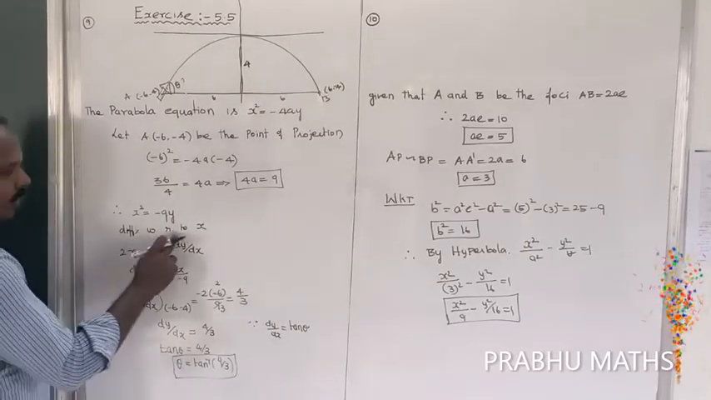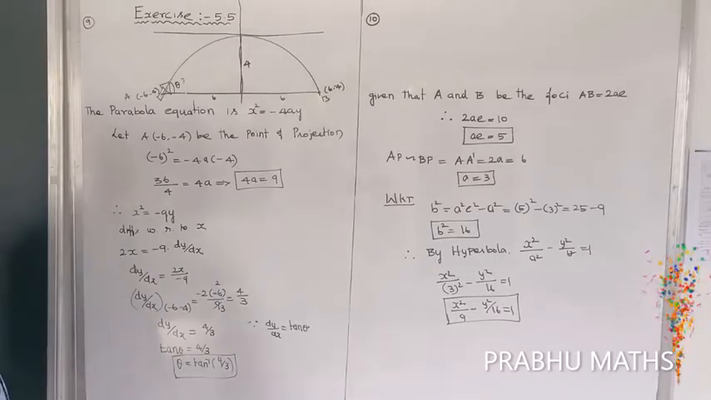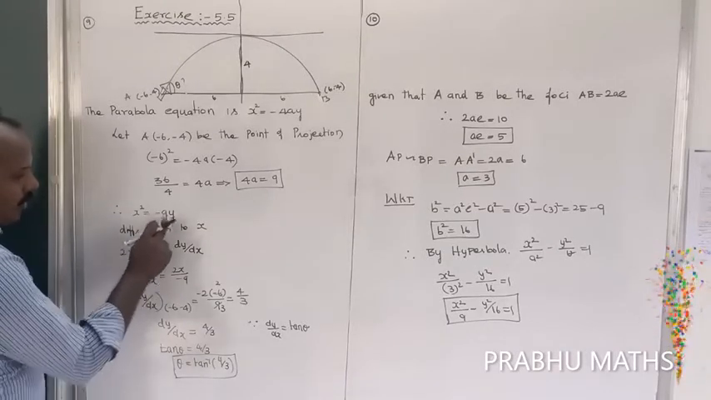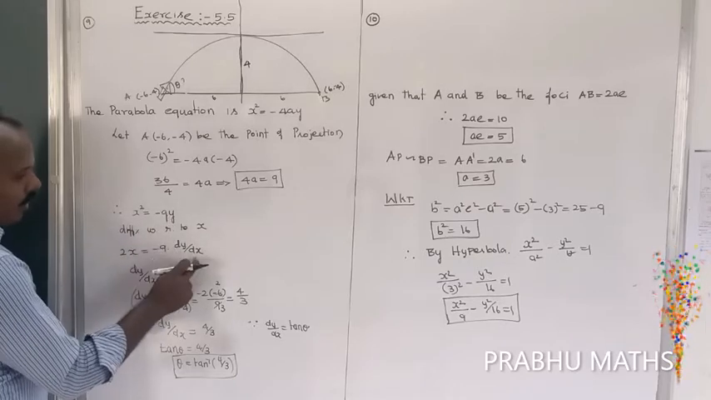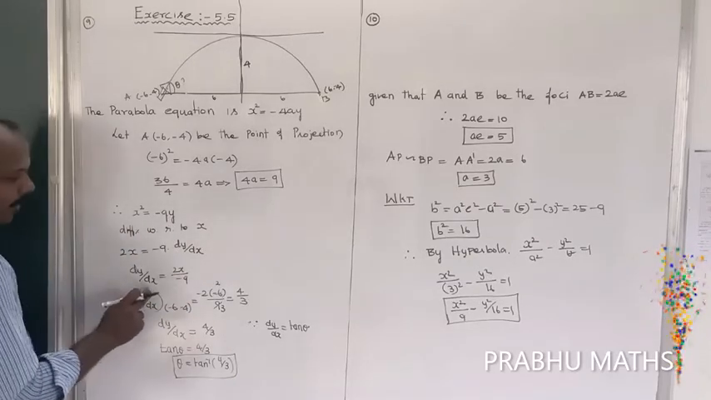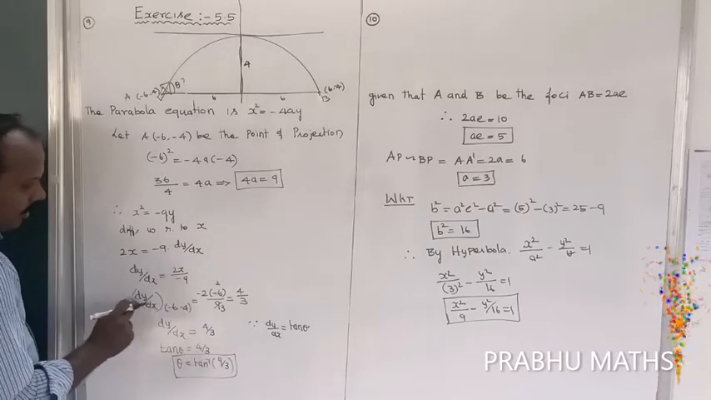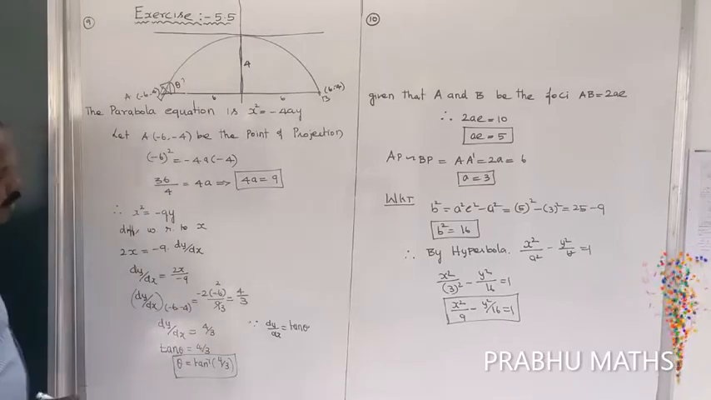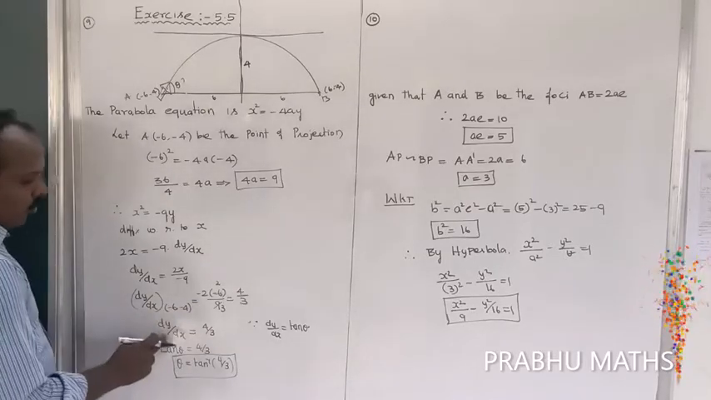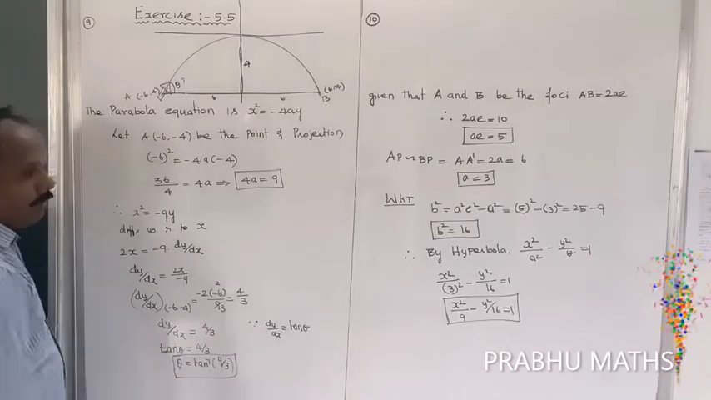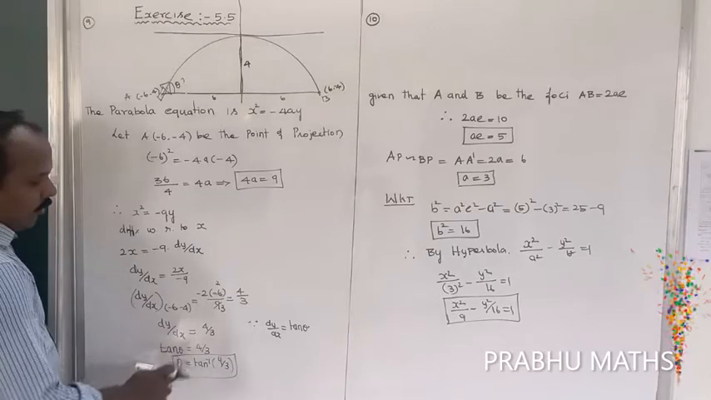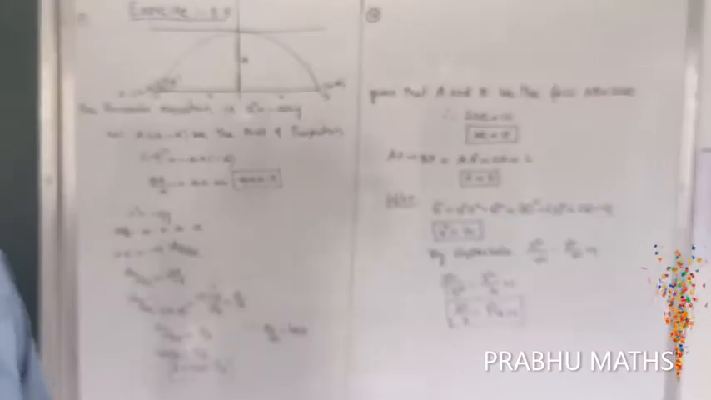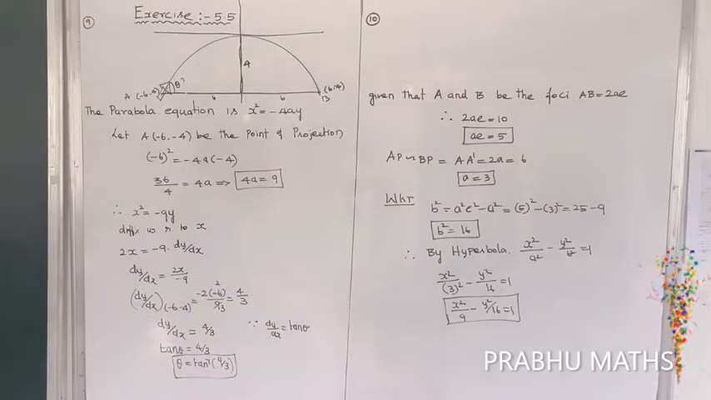Next, differentiate with respect to x. We have already studied differentiation in the 11th standard. So differentiating with respect to x, that is 2x, and 9 is a constant, y differentiation is dy by dx. So now dy by dx equals 2x divided by 9. At the point (minus 6, minus 4), dy by dx is equal to 2 into minus 6 the whole divided by 3, that is equal to minus 4 by 3. We know that dy by dx equals tan theta, then tan theta is equal to 4 by 3. So theta is equal to tan inverse of 4 by 3. So the angle of the projection is theta equal to tan inverse of 4 by 3.